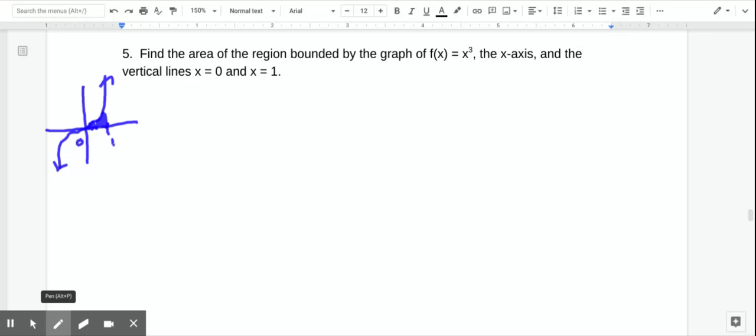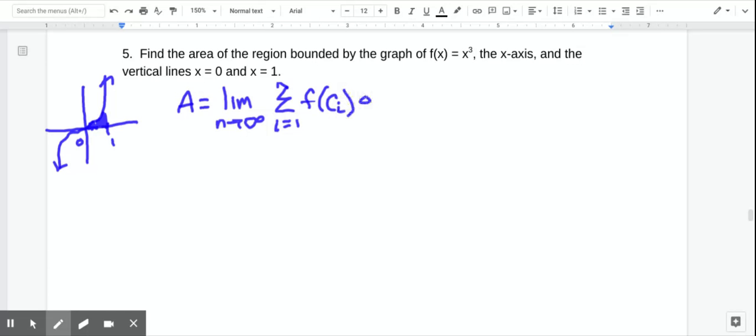To find that area, we are going to do an infinite number of rectangles. So it's the limit as the number of rectangles approaches infinity. We're adding up the area of all of those rectangles, and we need to multiply the height of the rectangle times the width of the rectangle. So now we need to know what delta x and ci are.